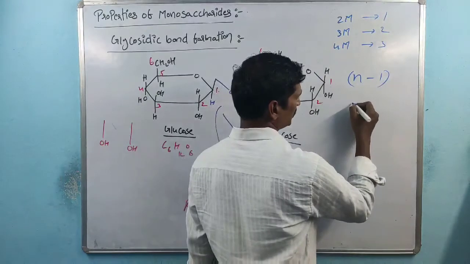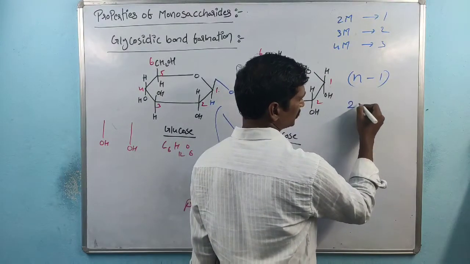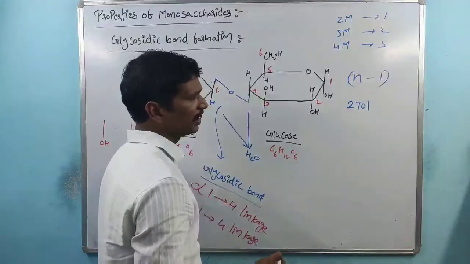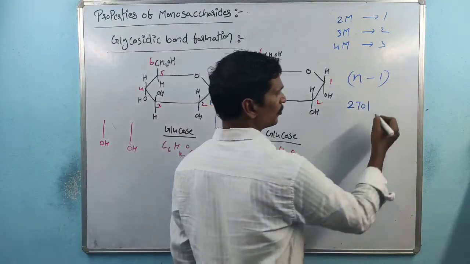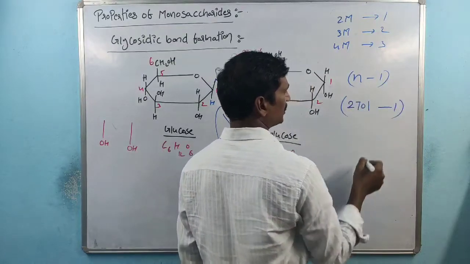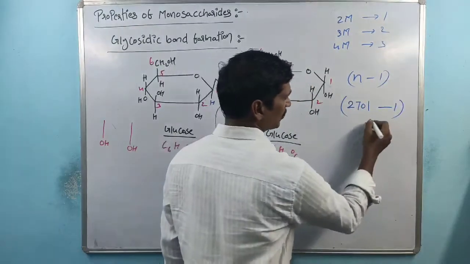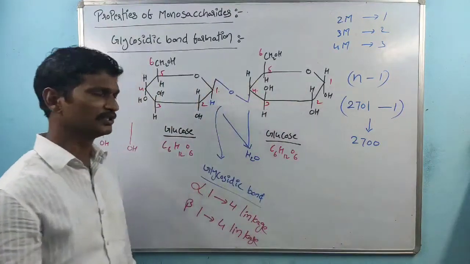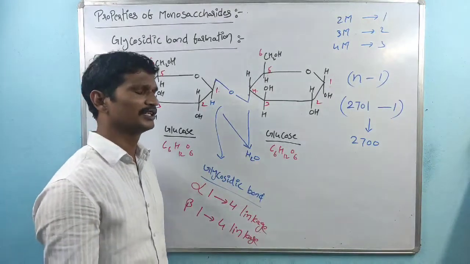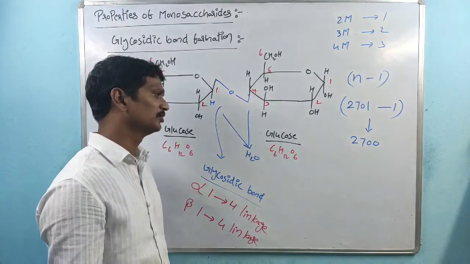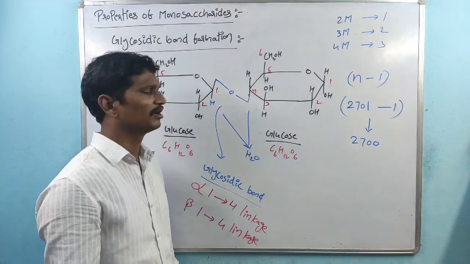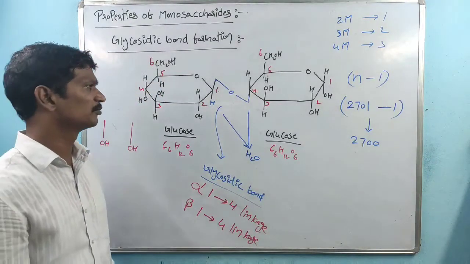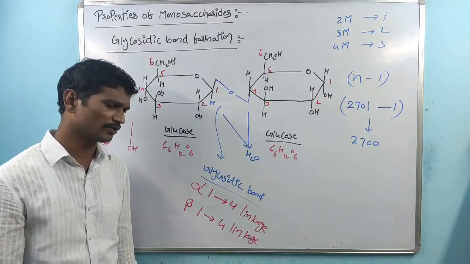Suppose in a polysaccharide 2701 monosaccharides are present. How many glycosidic bonds are present? So there is N-1. So the number of glycosidic bonds is 2700, because we have to apply the formula N-1. So that is about the calculation of glycosidic bonds, right? So this is about the types of glycosidic bonds and how glycosidic bonds are formed.